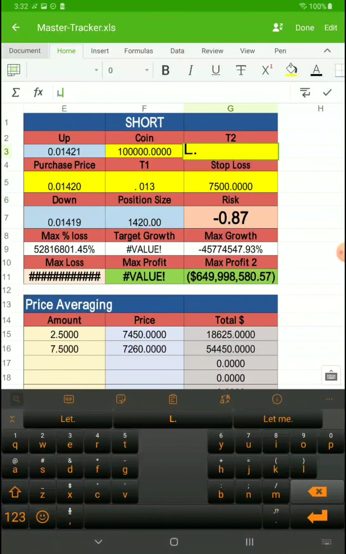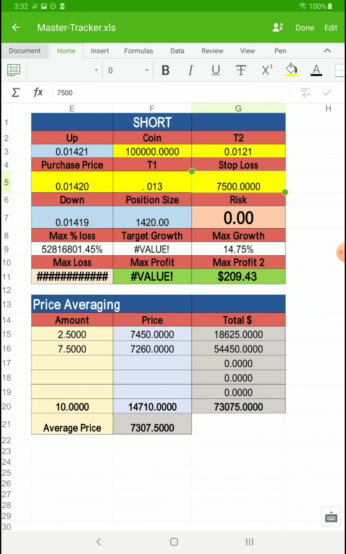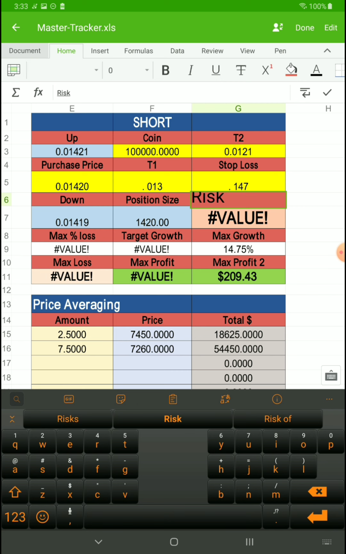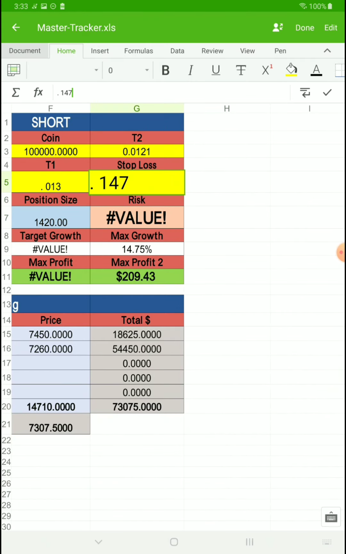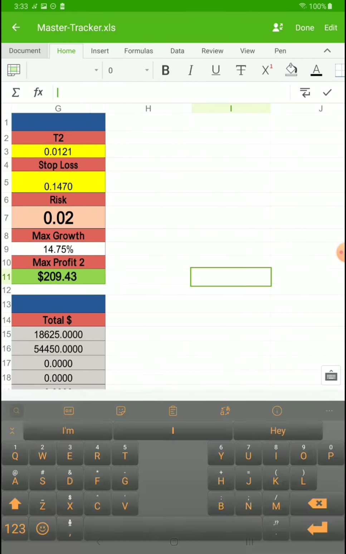You guys should probably watch this part at times 2 speed, because I'm doing it a little bit slow. And then the stop loss is 147. This is becoming my risk. If you guys are not doing this for every single trade, I bet you are losing a lot of money. You should be doing this every single trade. I'm not kidding. If you guys think I'm joking, I do this every single trade, and that's really, really important. 0.02 risk.